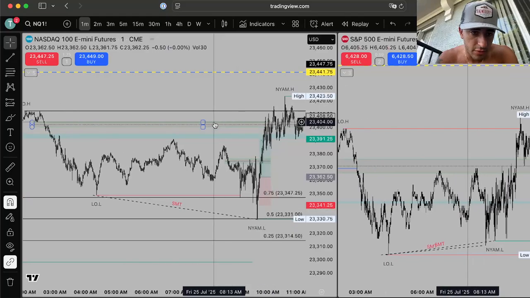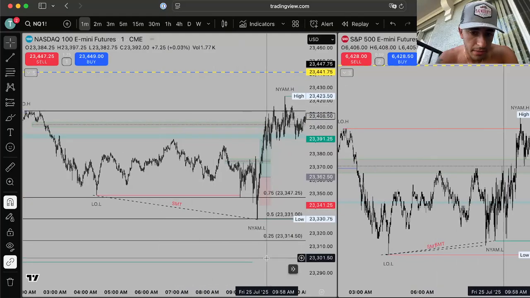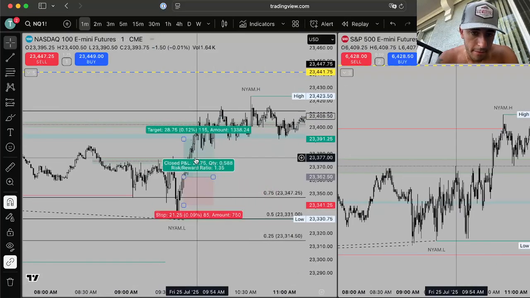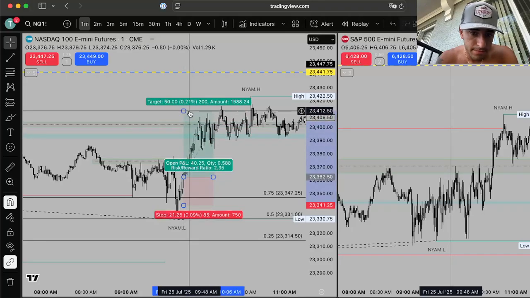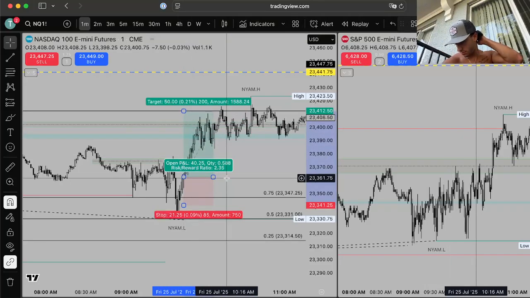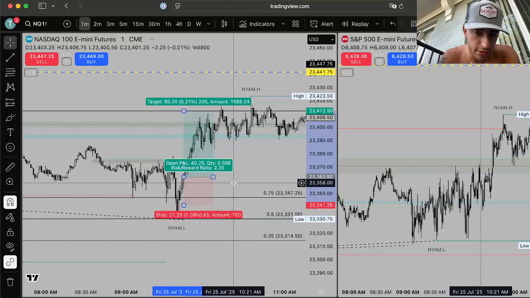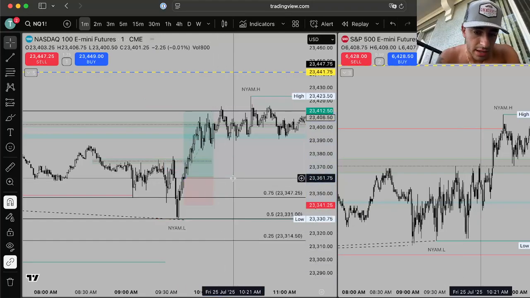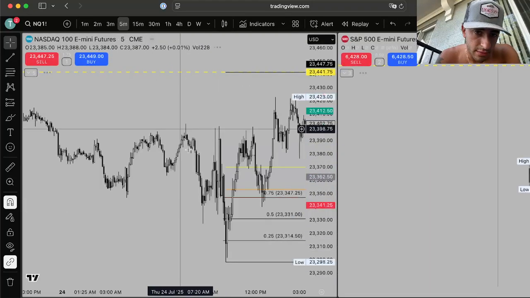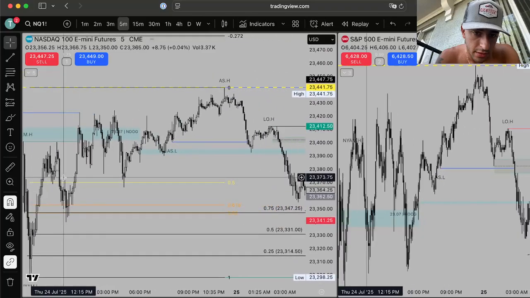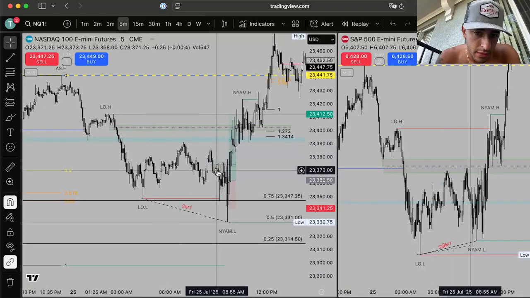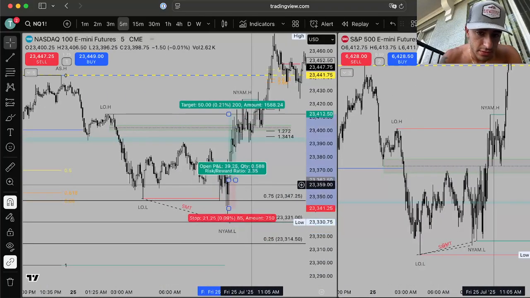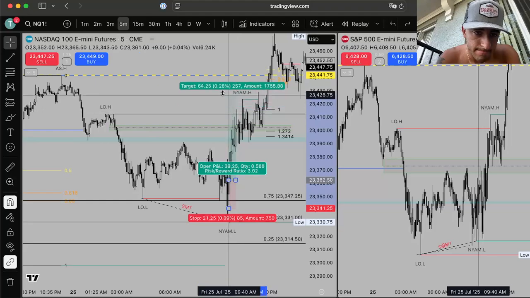Second take profit was London highs, which is right here, right? About 2.3R on this. And then I also had one runner all the way up to all-time highs.